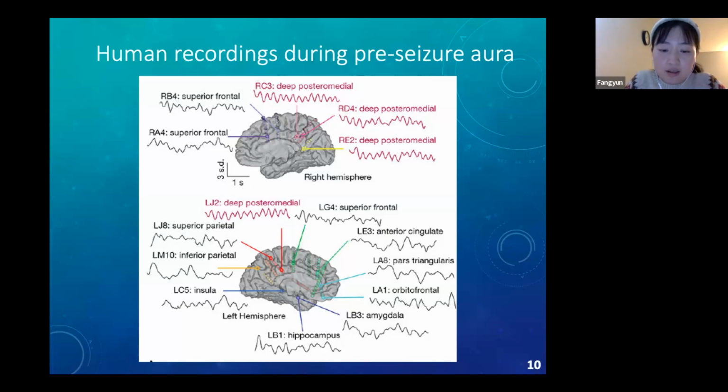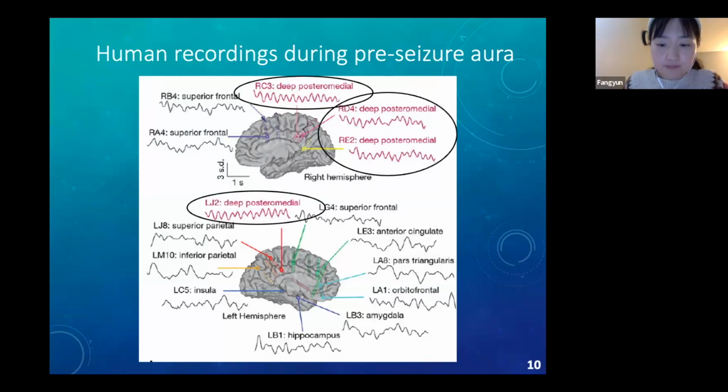To test if this 1 to 3 Hz PMC rhythm exists in humans, they recorded the electrical activity from multiple brain regions in one human patient with epilepsy. This patient has epilepsy with a pre-seizure aura that was described as dissociative. This figure shows 10 seconds of intracranial EEG traces from this patient near the onset of seizures with a dissociative aura. We could see that the prominent rhythmic waveform only existed in the deep PMC on both hemispheres.